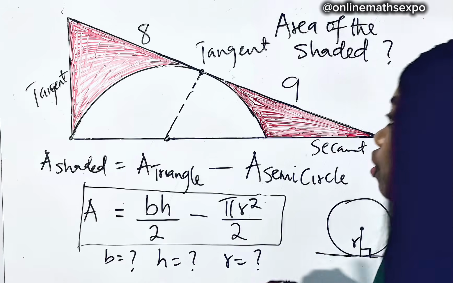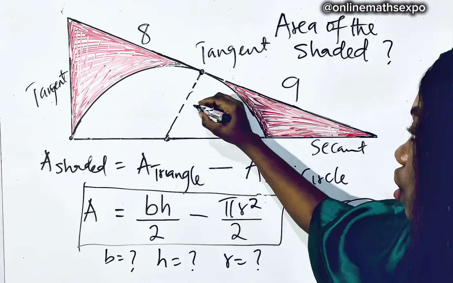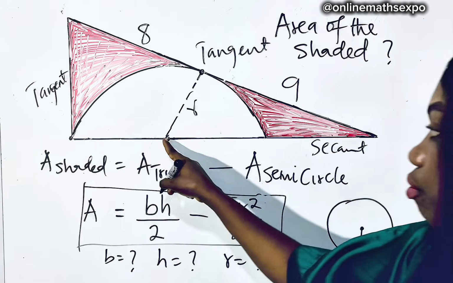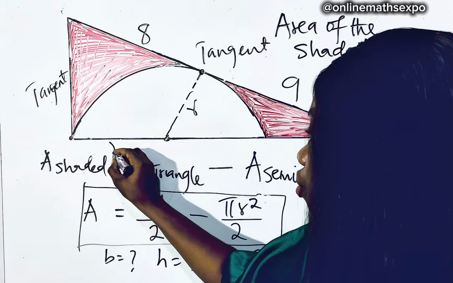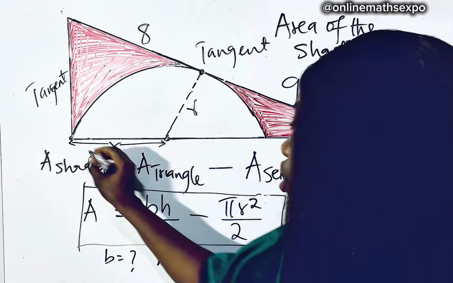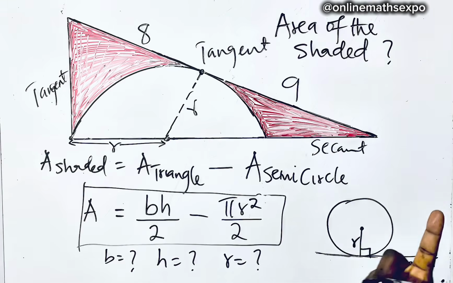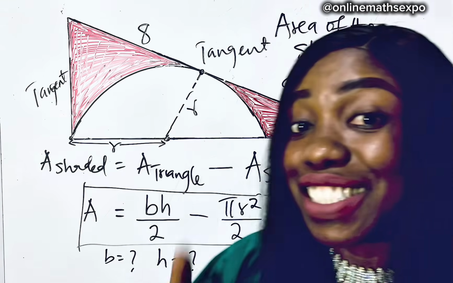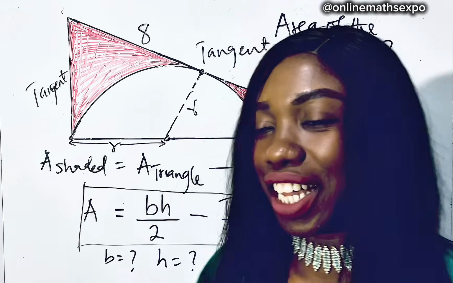So you see what we got. From here to here, we say is the radius. From here to here is also the radius. So what do we do next? Going back to this diagram, what you need to do is to remember the second theorem. Let me show you that theorem.